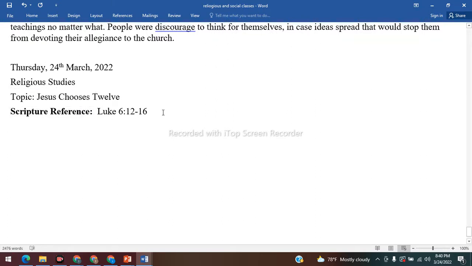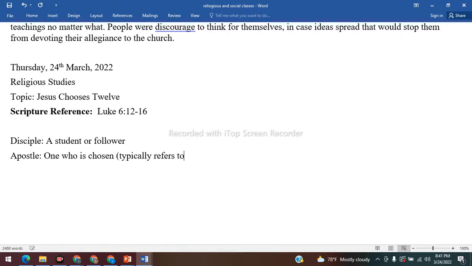So when we say disciple, what do we mean? A follower, a student, a person who learns. A follower of Jesus. When we say apostle, we're talking about one who was sent, a messenger, one who is chosen, and this typically refers to the original.